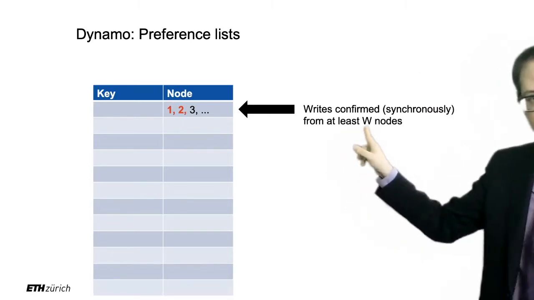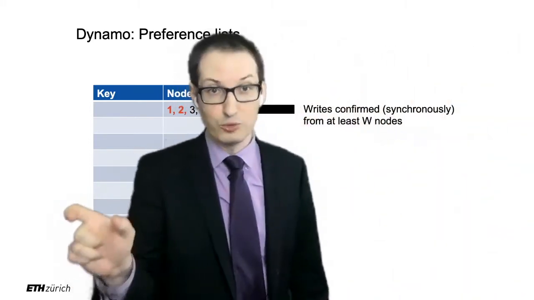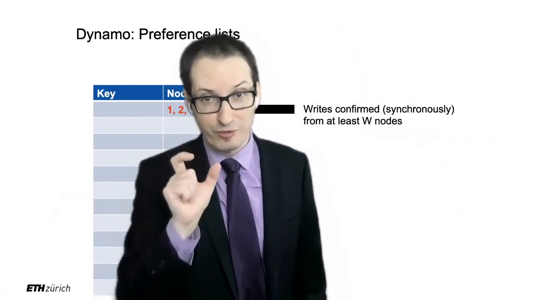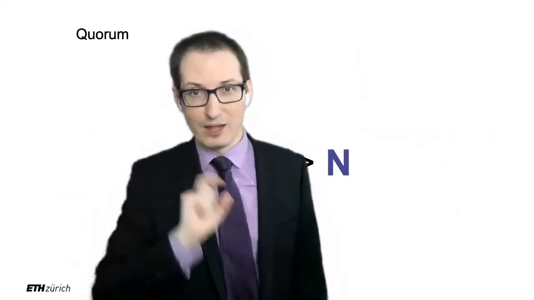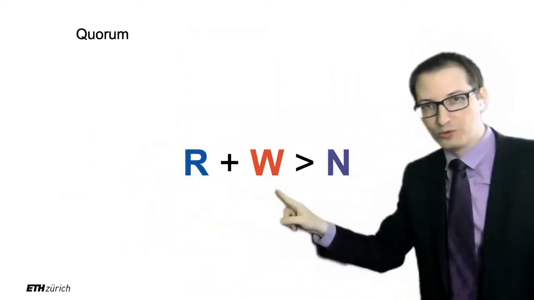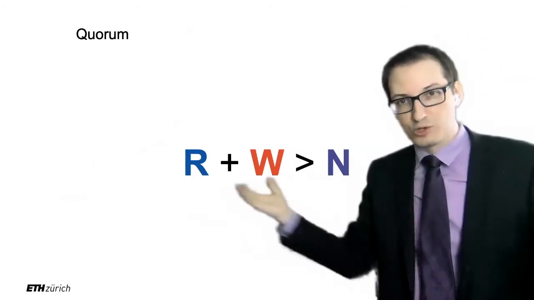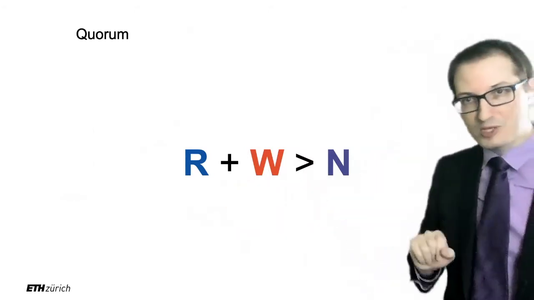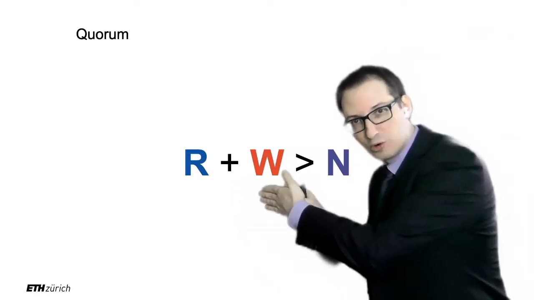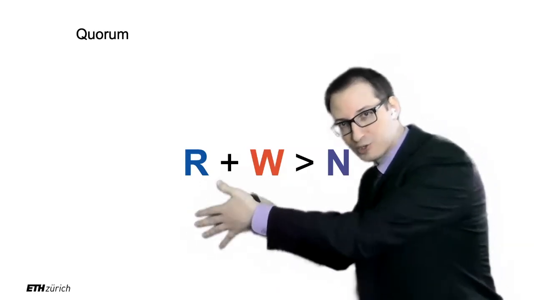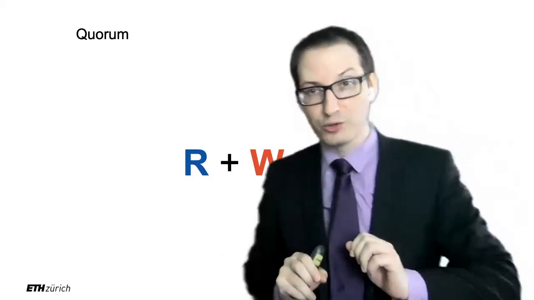For writes, it's a different parameter. When you write some new key value, you wait for a confirmation by at least W nodes, right? And R and W must be chosen in a way that they are typically smaller than N, but the sum of the two must exceed N. And of course, here there is a slider. You can have a small W and a big R, or you can have a small R and a big W, right? It's really up to what you want to do.